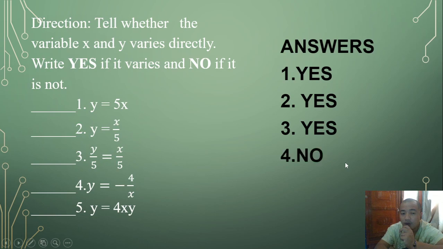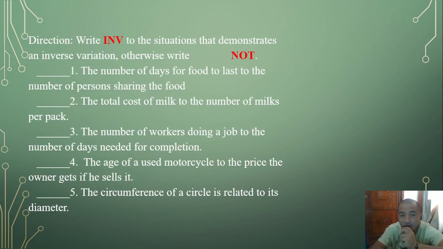How about number 4? No, because that's an inverse variation. Y is equal to k over x. How about number 5? No, because this is a joint variation. Y varies jointly as x and z. Maybe the z there is the y. A mistake again, a typographical error.